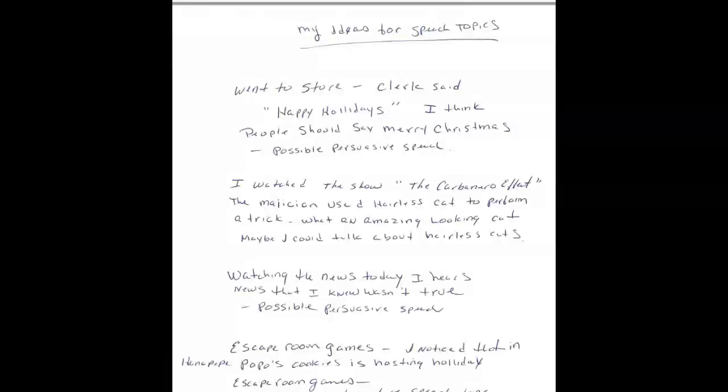Another idea is I watched a show on TV called The Carbonaro Effect, one of my favorite shows, but the magician Michael Carbonaro used a hairless cat to perform one of the tricks, and I thought, what an amazing looking cat. Wouldn't a speech on hairless cats be interesting? There's a couple other ideas I jotted down as well, but use your journal to jot your ideas down.